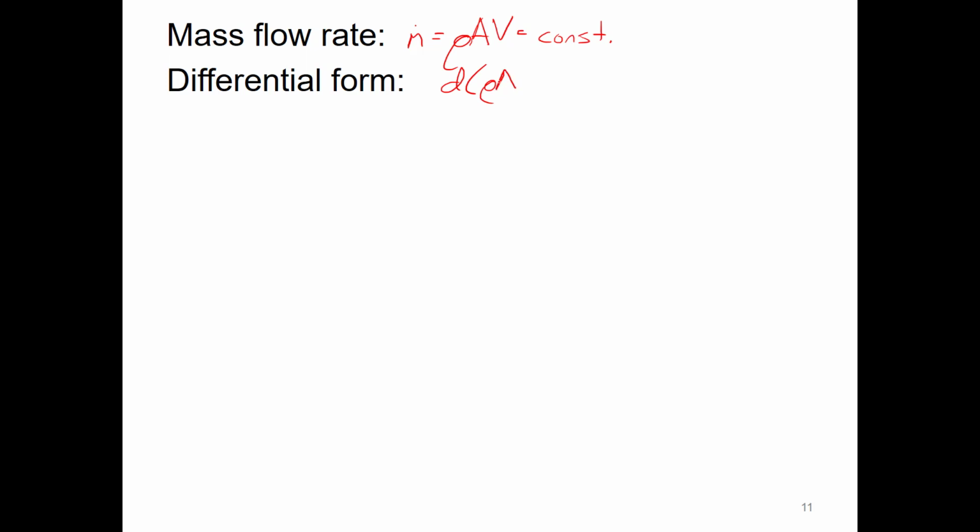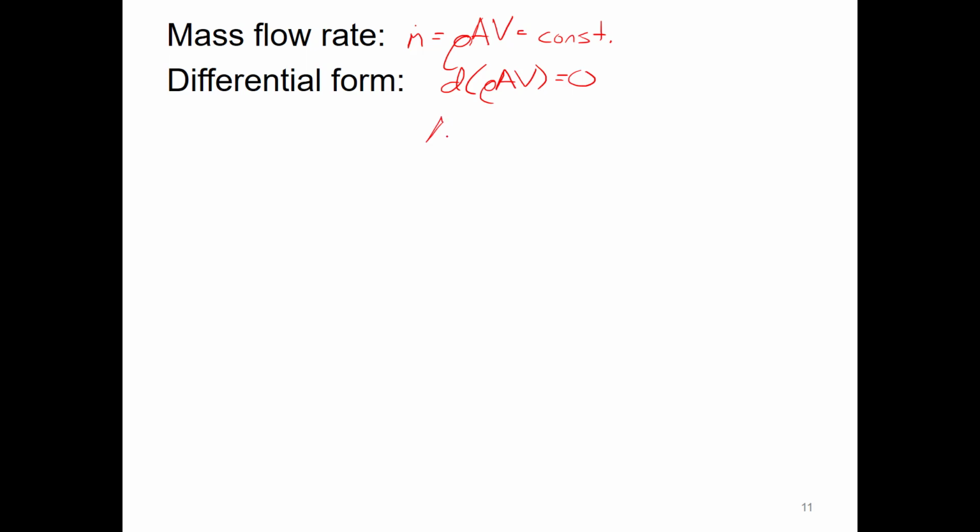All right, so first of all, we're going to start with the mass flow rate. This should be hopefully familiar to you. So m dot is equal to the density times area times velocity of a flow. And for our diffuser, this is going to be constant and not changing with time. Now, if we look at the differential form of the mass flow rate, we would say d of density times area times velocity is going to be equal to 0, if this is actually constant.